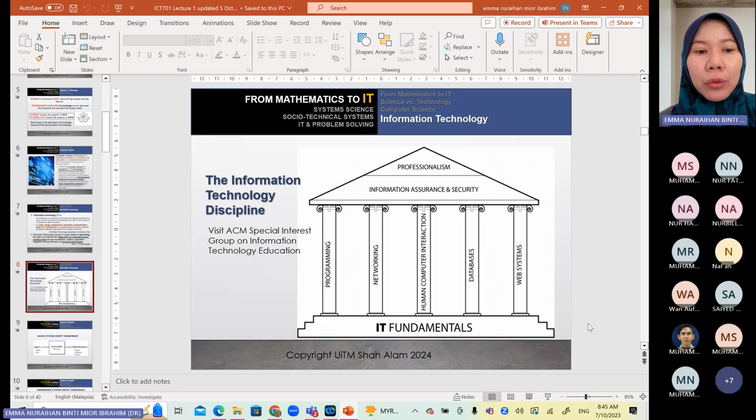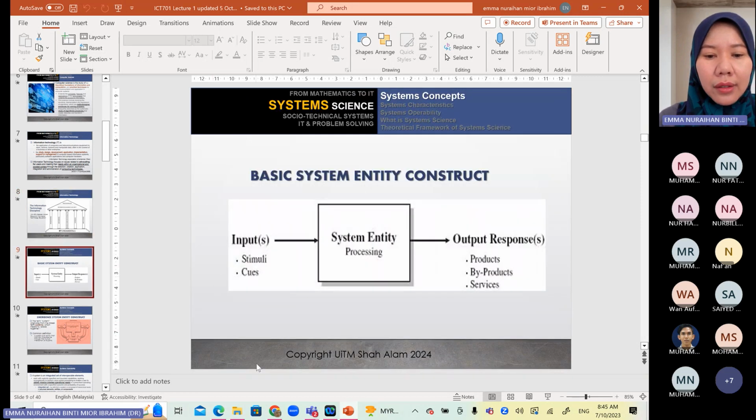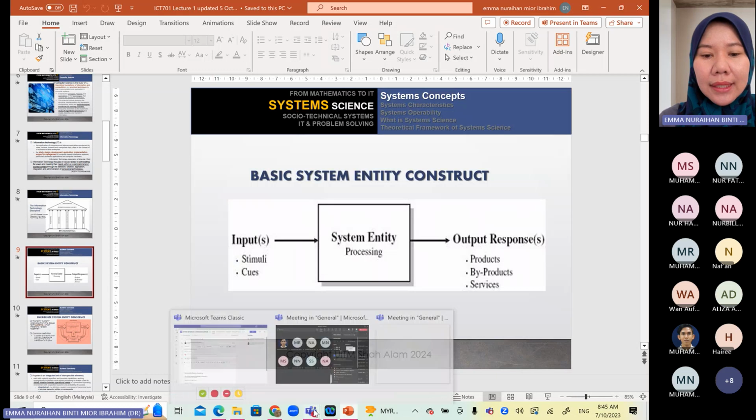So we follow certain standards, and we also follow certain standards from Seoul, Korea. We call it the Seoul Accord, and then MQA and all that. So it's not easy to develop a syllabus because we will have to follow all these standards. But the foundation of IT, these are the things that strengthen the subjects, the courses. So we eventually produce the syllabus based on this. Okay, all right. So basic system entity.